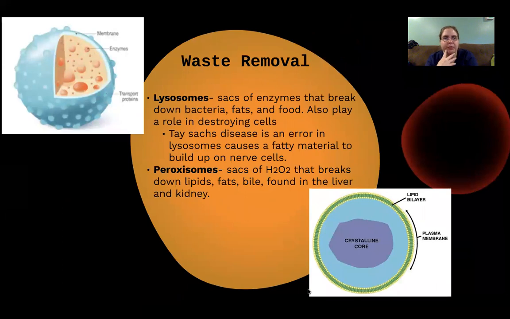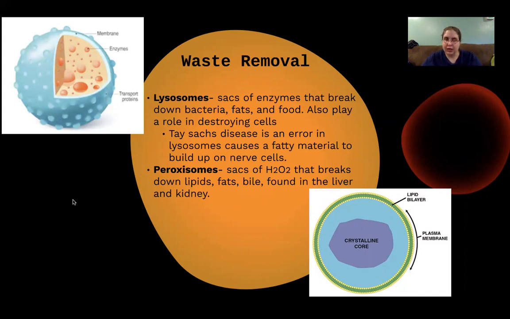Waste removal. We have two main organelles that help with waste removal. The first one is called lysosomes, so that is right here. These are sacks of enzymes, and they help to break down things that shouldn't have entered the cell, like bacteria, or if there's excess fats or excess food, it'll help break those down too.